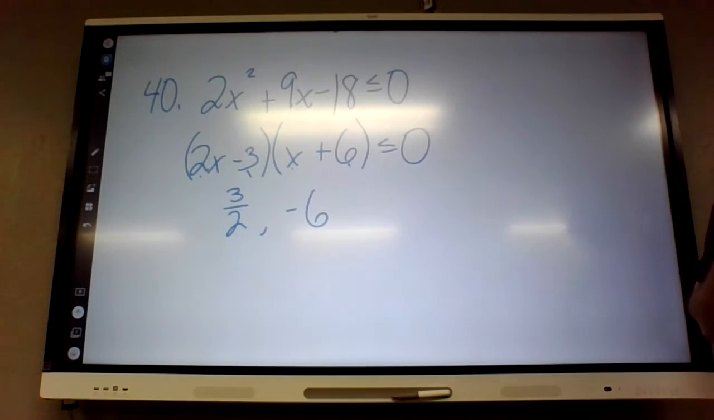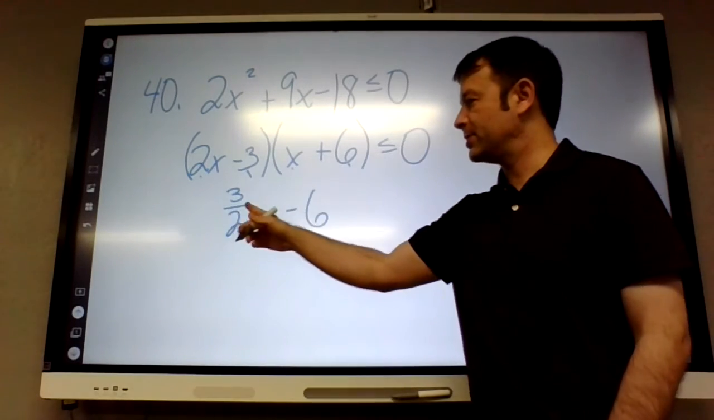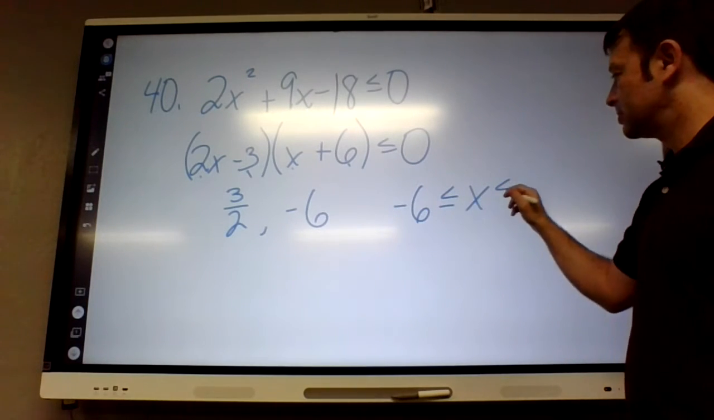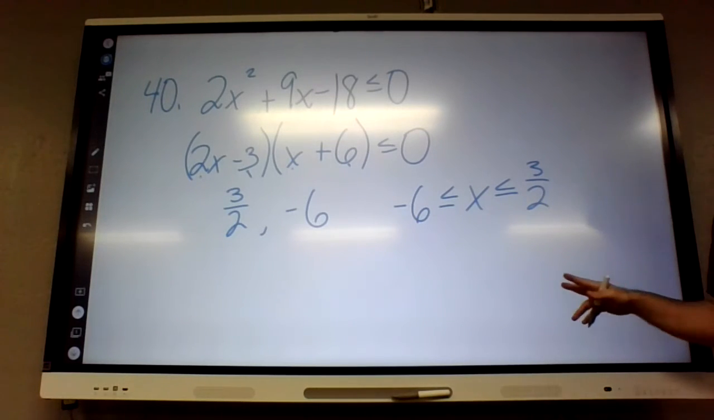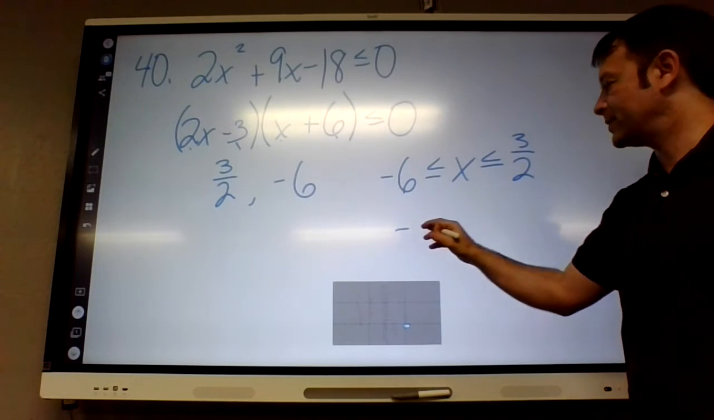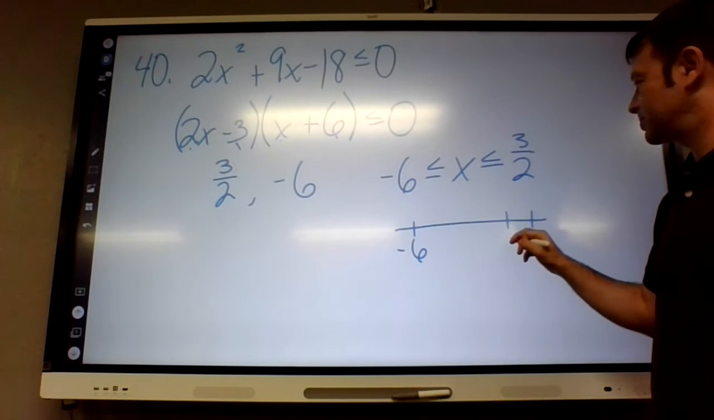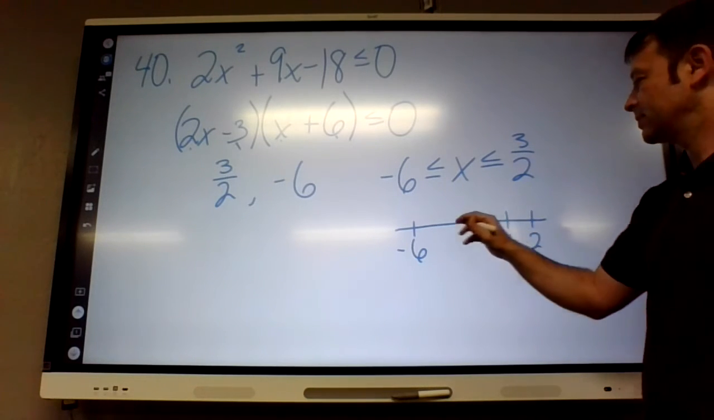Okay, last Thursday, how did we set up less than problems? In the middle. Negative 6 is the smaller, so x goes from the smallest to the largest. Negative 6 is less than or equal to x, less than or equal to 3 over 2. Correct. It did ask us to graph this, so negative 6 and 3 halves, which is 1.5.